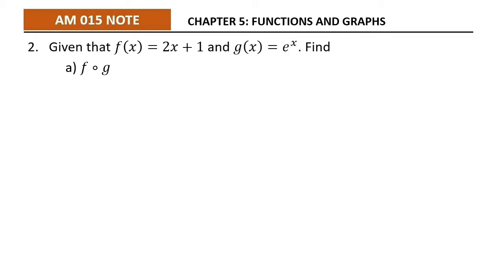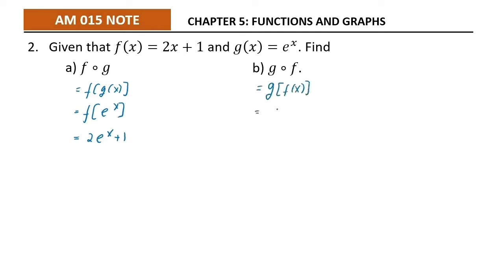Question 2, given that f(x) equal to 2x plus 1 and g(x) equal e power of x, find f of g. Again, f of g equal to f of g(x). Substitute g(x), e power of x, and then f is 2, x is now e power of x, plus 1. This is f of g. Find g of f. g of f equal to g of f(x). f(x) is 2x plus 1. g is e power of x, x is now 2x plus 1.